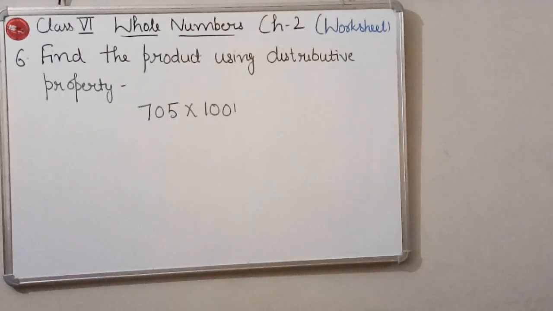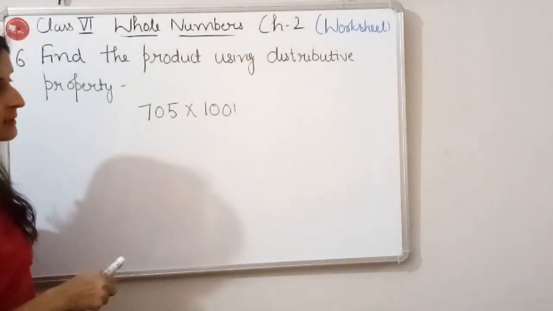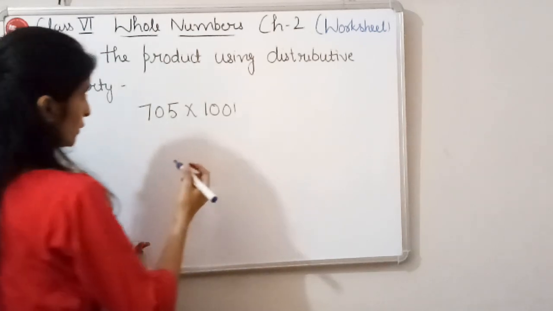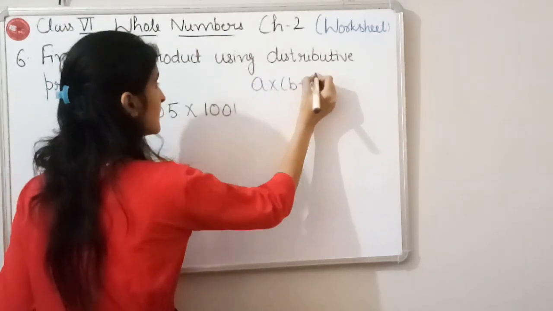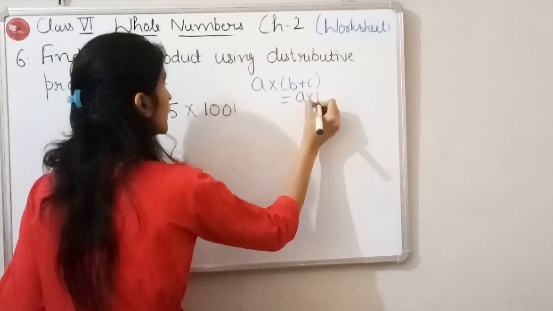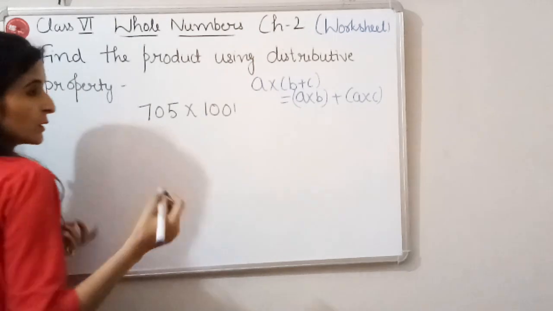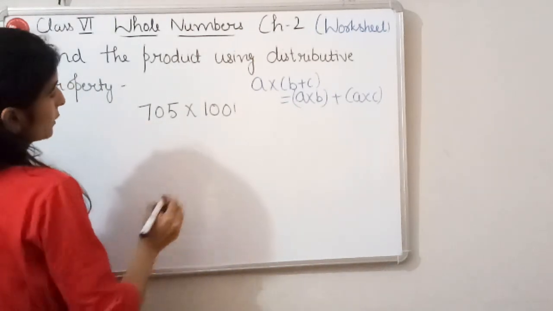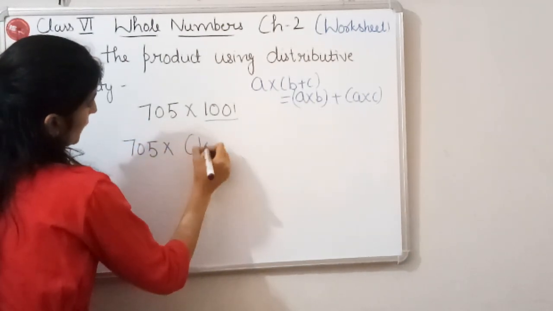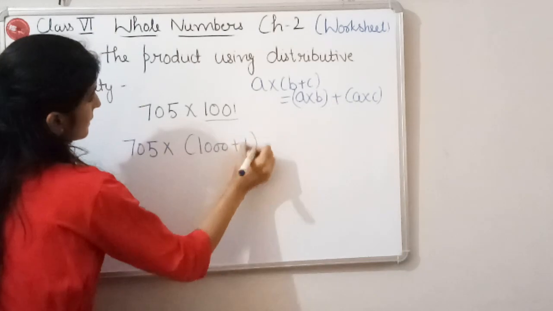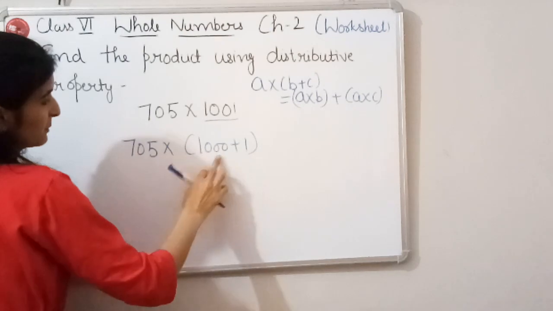Next question is, find the product using distributive property. Distributive property, children, I have told you what is the distributive property. A multiplied by B plus C is equal to A multiplied by B plus A multiplied by C. So what we have to do here, firstly we are going to distribute 1001 here. 1000 plus 1. Okay. Now it has come in the form of this A multiplied by B plus C.